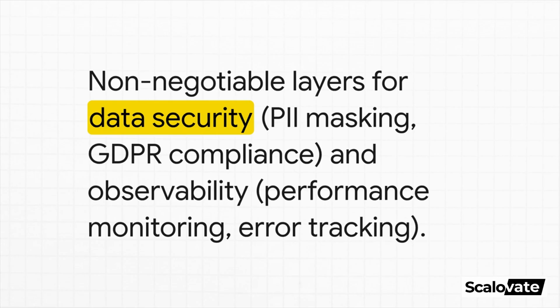Now, what's really interesting is that woven through all of these layers are security and observability. And these are totally non-negotiable. This is all about protecting private user data, complying with laws like GDPR, and just constantly keeping an eye on the system for errors or performance dips.